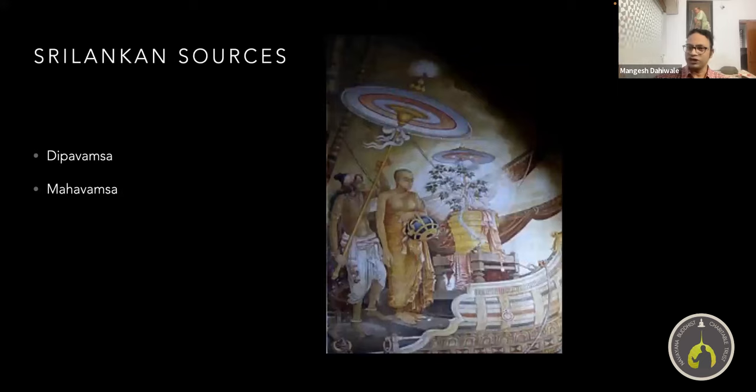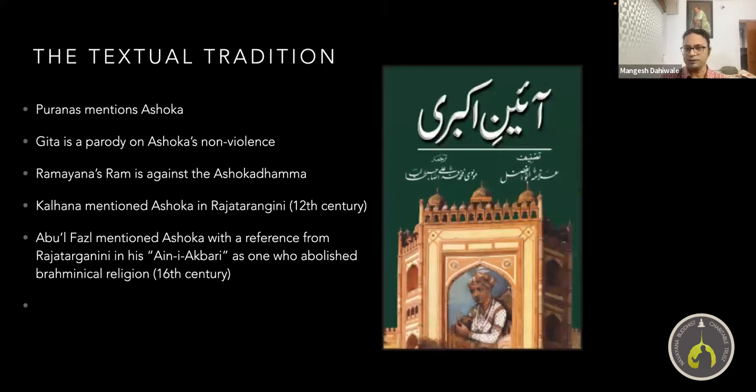Then there were, of course, the Sri Lankan sources, Dipavansa and Mahavansa. They were the chronicles which brought out the story of Ashoka. And then the Indian textual traditions. For example, the Puranas mention Ashoka. The Gita is a parody on Ashoka's non-violence. Ramayana's Dharma is pitted against Ashoka's Dhamma. Now a lot of research has come up. Kalhana mentions Ashoka in the Rajatarangini, in the 12th century.